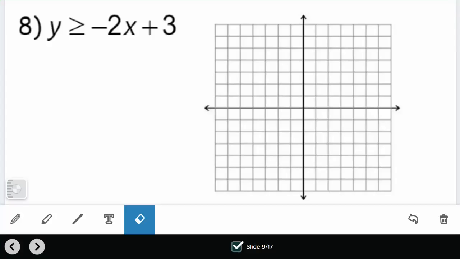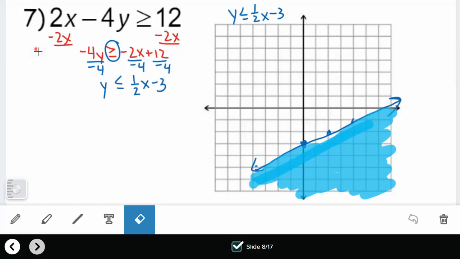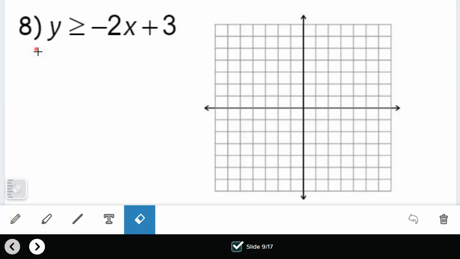So this video is finishing up the problems we didn't get through in class today for the Pear Deck for chapter 9. So this one is a little easier than our last one, because this one was not in y form. This one is, so it's a little easier. So I'm going to be graphing this.